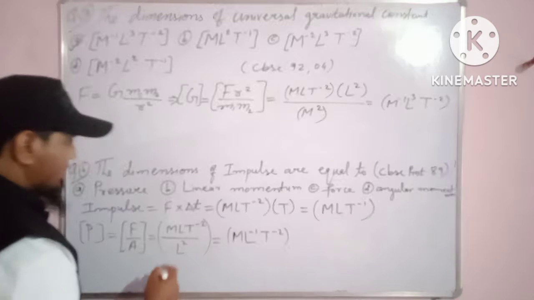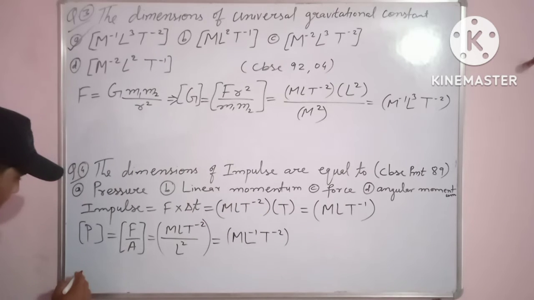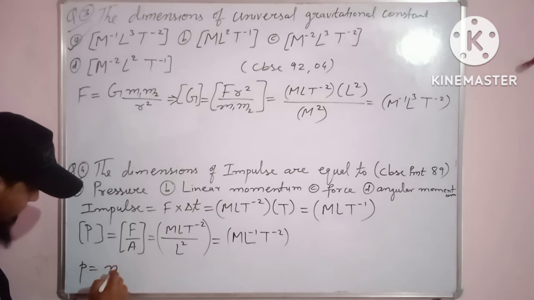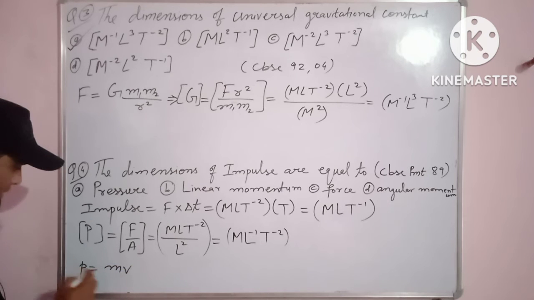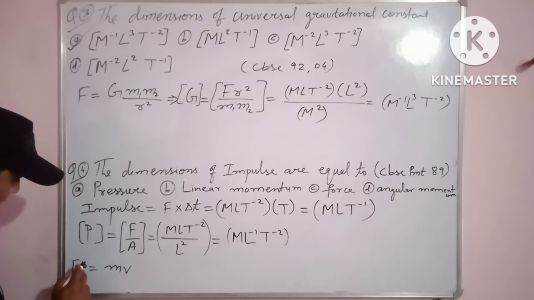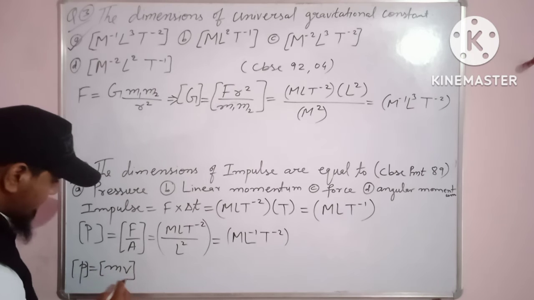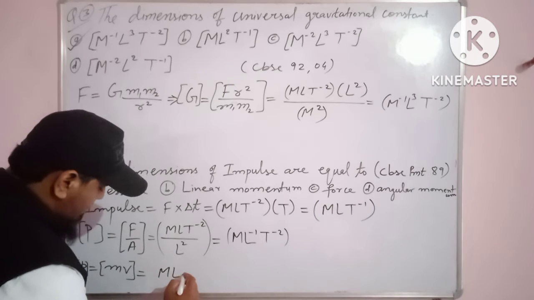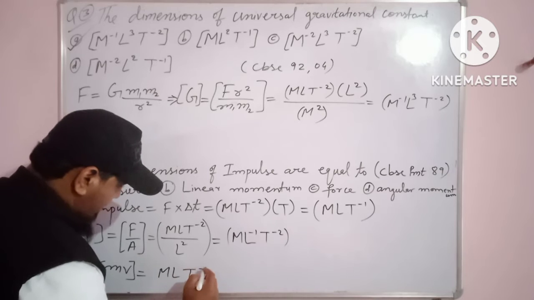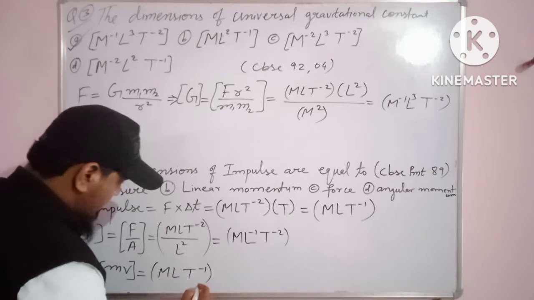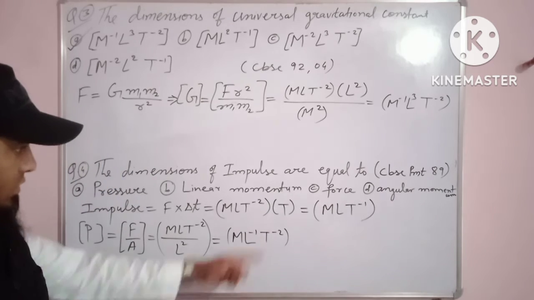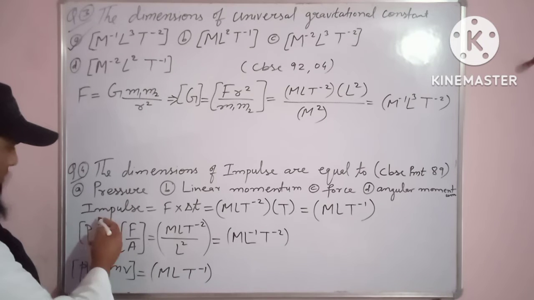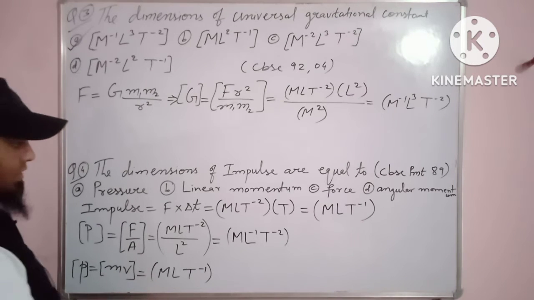Now we'll check for linear momentum. We know that linear momentum is equal to mass into velocity. From 9th class you are studying this. Dimensions of momentum will be equal to dimensions of mass into dimensions of velocity. Dimensions of mass is M, dimensions of velocity is LT^-1. So MLT^-1. Now we are getting that dimensions of impulse and linear momentum are same.